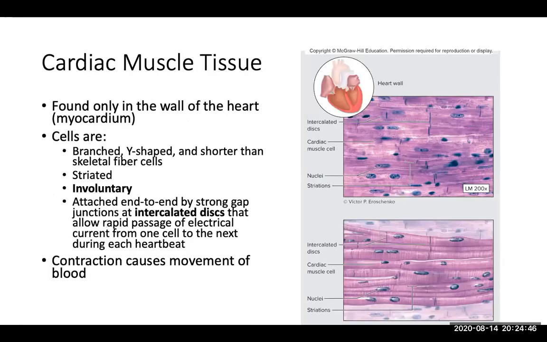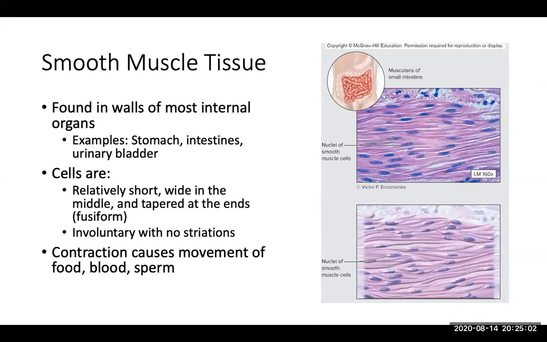Cardiac muscle is striated, and it has what we call these intercalated discs, which allow for rapid electrical communication between the cell fibers. Cardiac muscle tissue is involuntary, which is a good thing because you do not tell your heart when to beat. Smooth muscle is also involuntary. It's found in the lining of most internal organs like your stomach, intestines. And that's the end of the tissue slideshow.